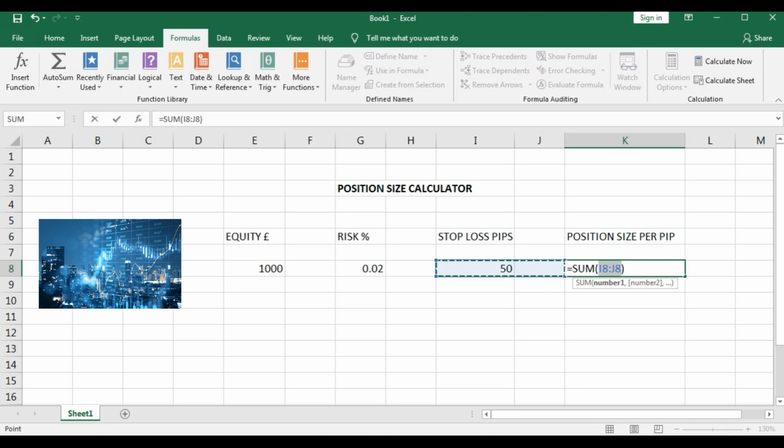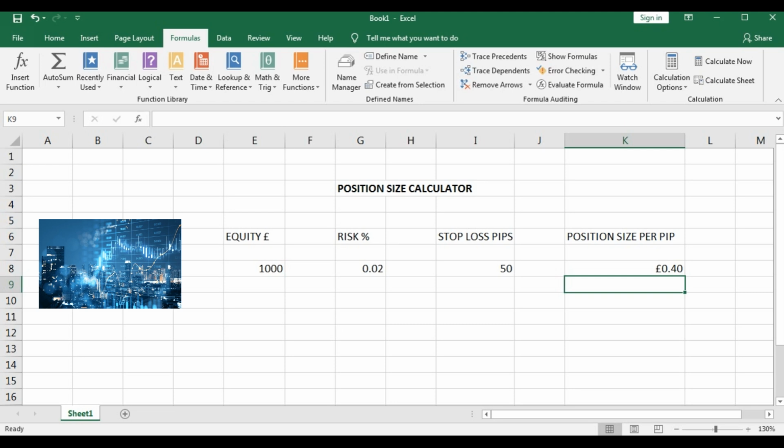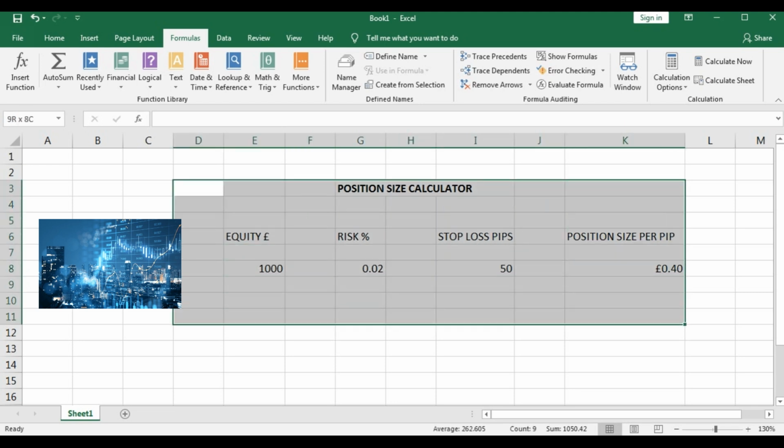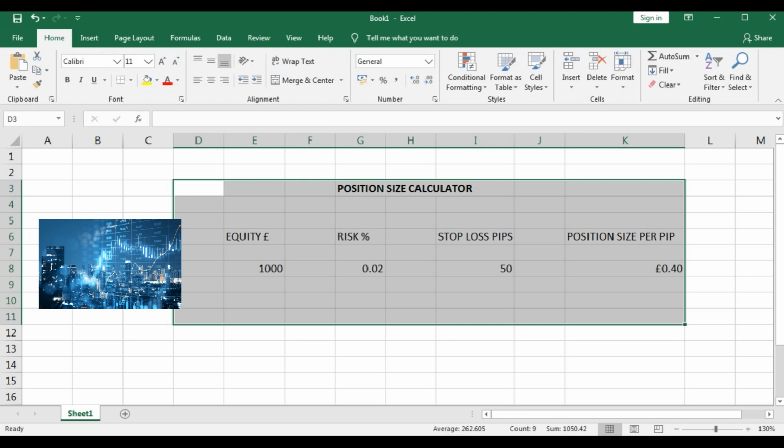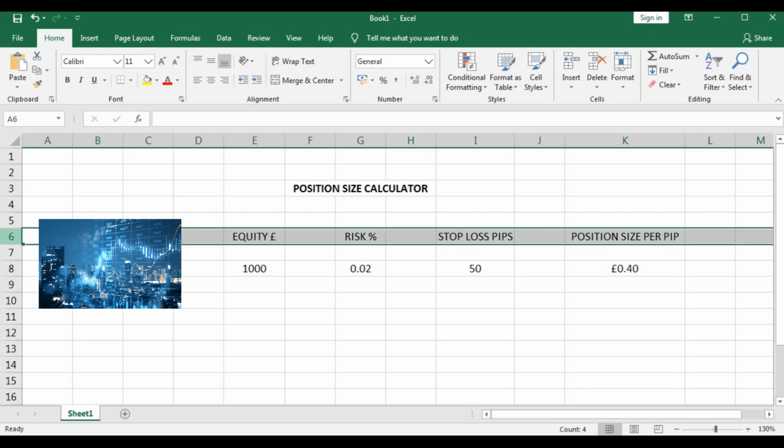You apply the formula, you multiply the equity by the risk. The risk is 0.02, which is 2%. And then after you've done that, you will have to close the brackets and divide the result of this first operation by the stop loss size, and you come to a total of 40 cents per pip. Now 40 cents is the amount in currency that you should risk on any trade, whatever the instrument you are trading.